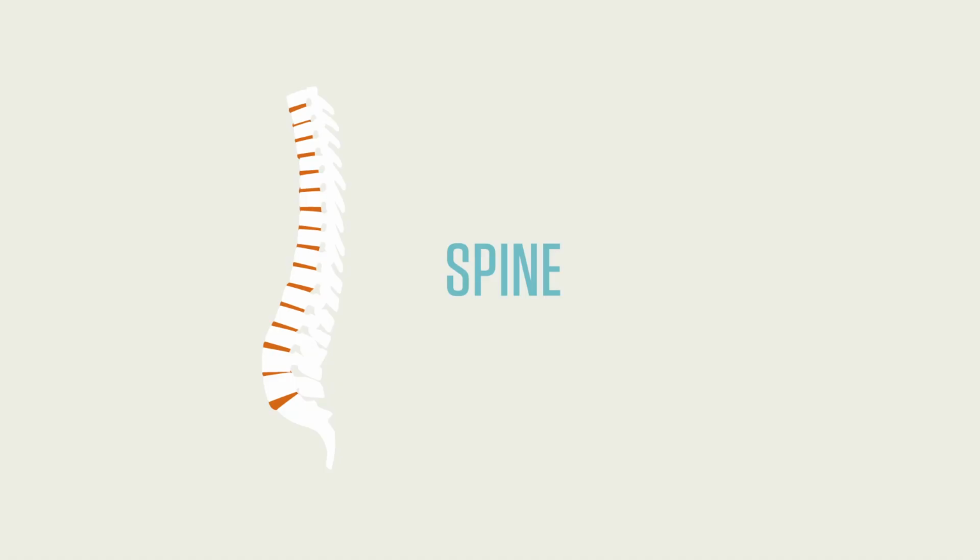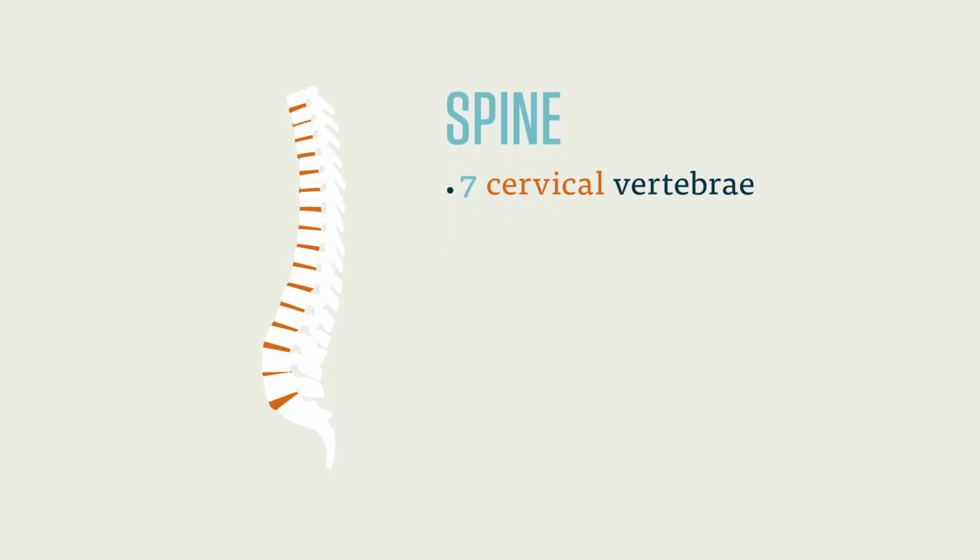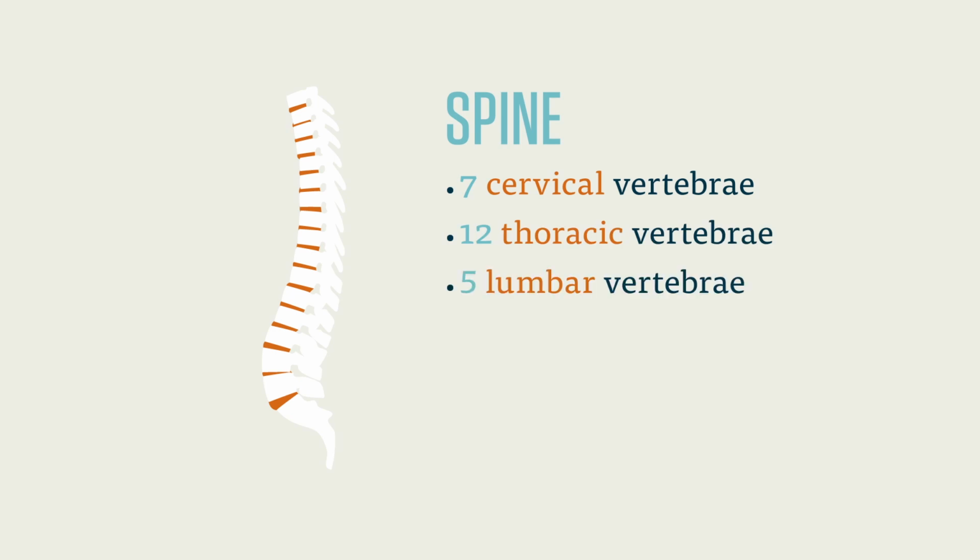You'll navigate the spine using the numbers of the vertebrae. There are 7 cervical vertebrae, 12 thoracic vertebrae, and 5 lumbar vertebrae. Each of these is noted with an alpha and a number, so the C6 would be the 6th cervical vertebra.